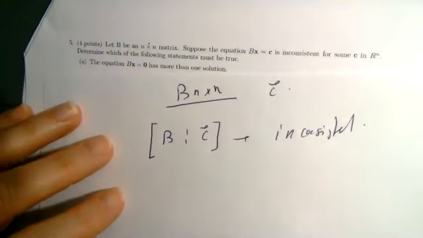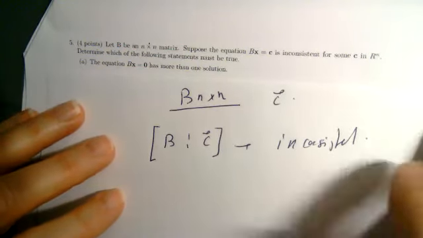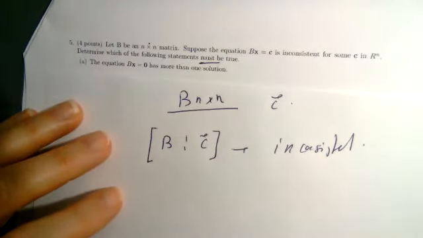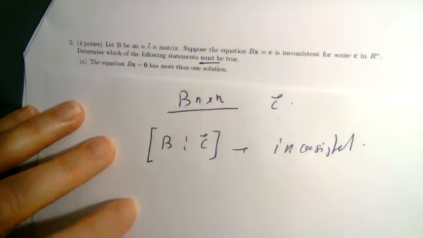And the question is, determine which of the following statements must be true. All right. The equation Bx equals 0 has more than one solution. Must this be a true statement? All right. Now the chat should start for this question. Absolutely, it has to be yes.